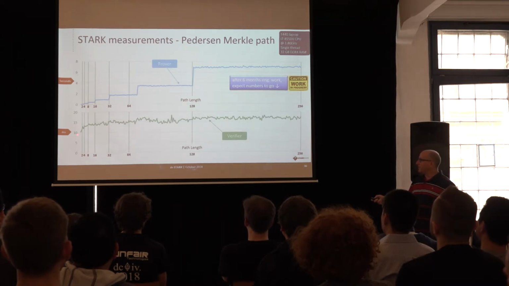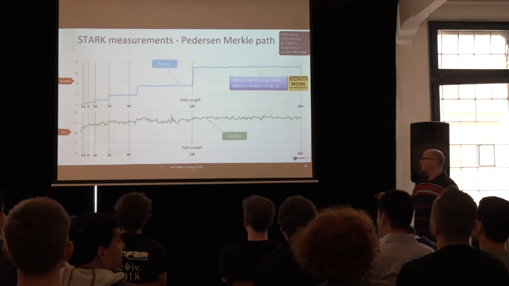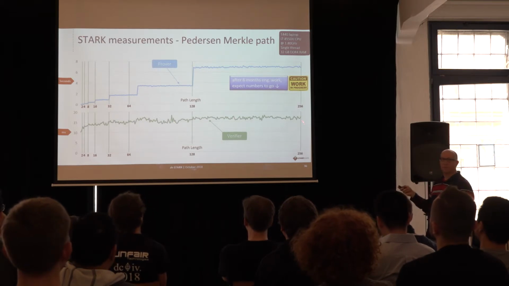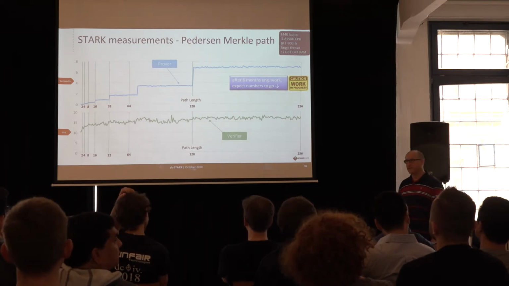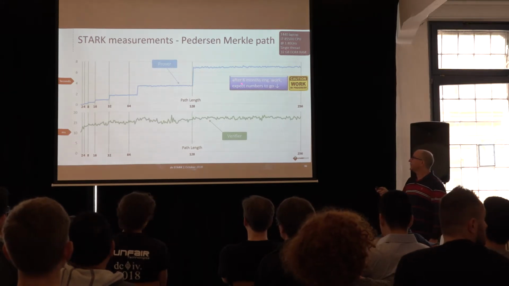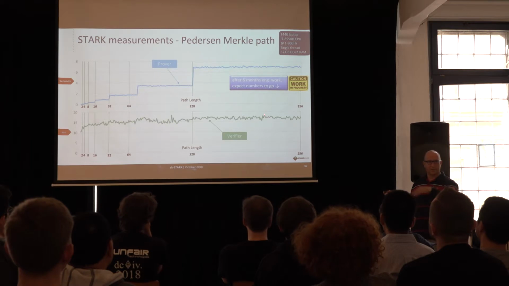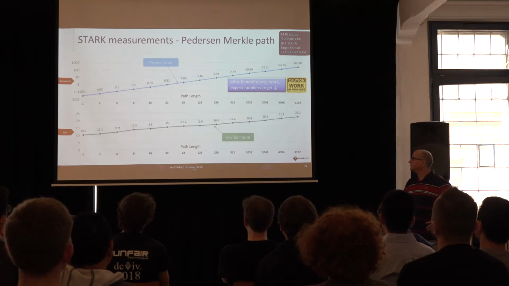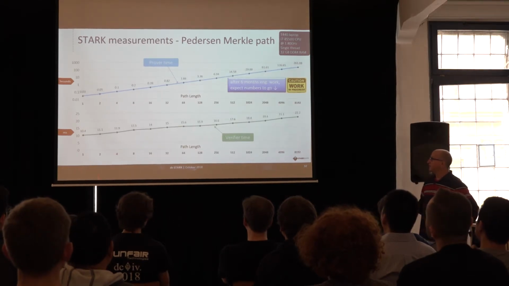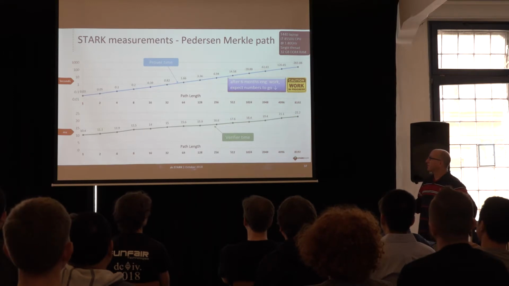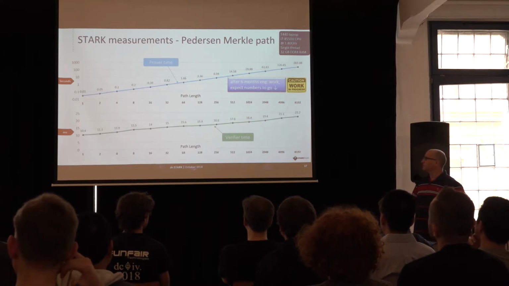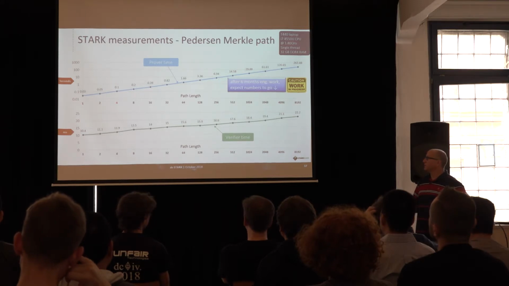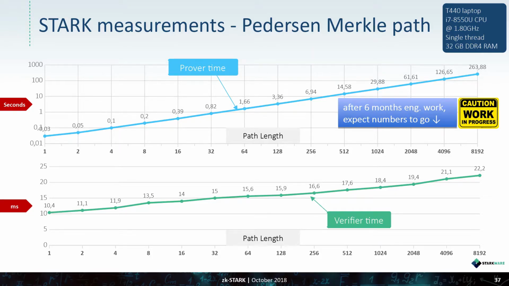But the verifying time hardly budges with the increase in the number of Merkle paths. And that's because of the scalability aspect. Now, again, I want to emphasize this is after 6 months of work, and we expect the numbers in both of these things to go down significantly. Here we have things on a doubly logarithmic scale, measured in seconds. So as you double the number of hashes, you expect the proving time to roughly double and a little bit more. And that's roughly what happens here.